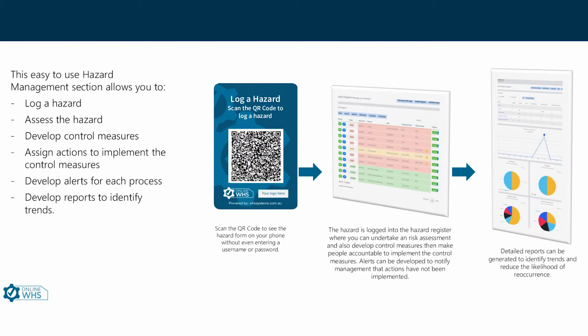Again, you can log into the system and log a hazard, or it creates a QR code. You can scan that QR code. It opens up a very simple hazard form, goes into the system as read, email alerts people. You can then do the assessment. Again, the helper shows you actually how to do assessment and develop a control measure.